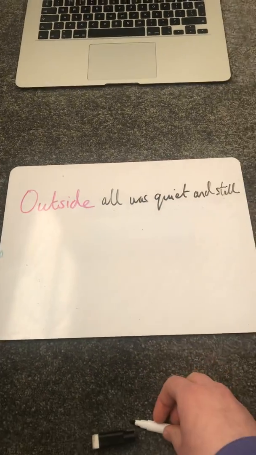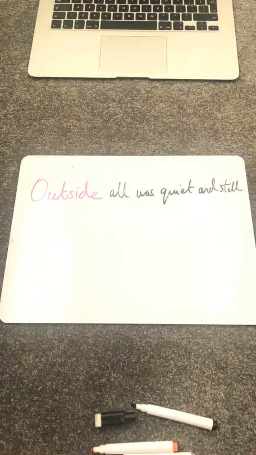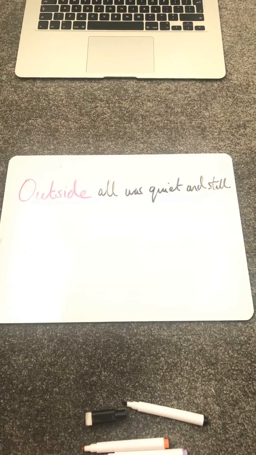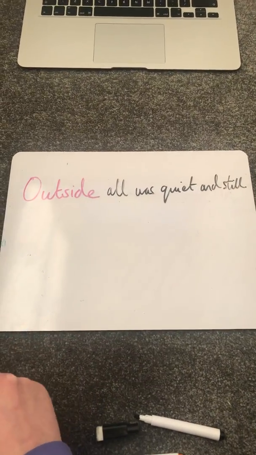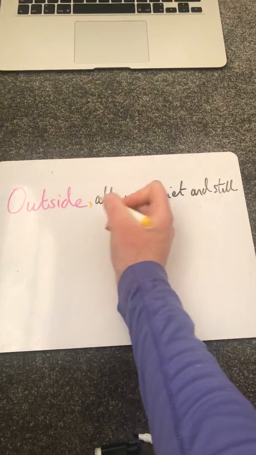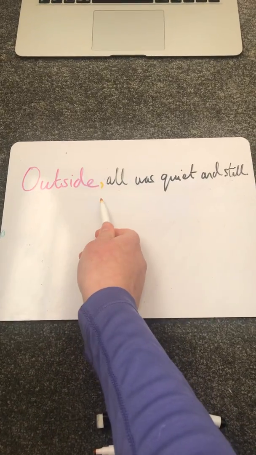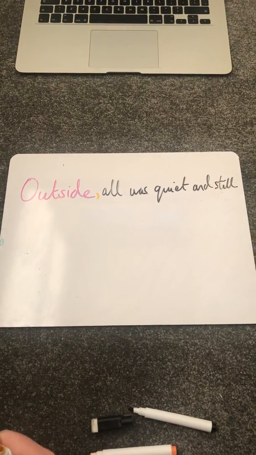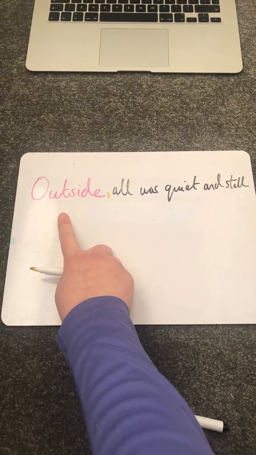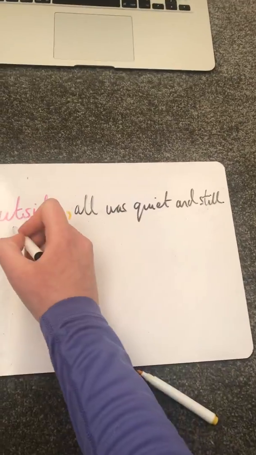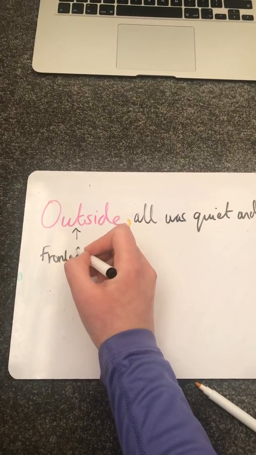Full stop. When I read it back, there is somewhere that I naturally take a pause. Outside, all was quiet and still. So because I paused here after the word outside, I need a comma to show that the reader does need to pause when they read that sentence. Outside, all was quiet and still. Because this adverb is at the front of my sentence, it's called a fronted adverbial. And any fronted adverbial needs a comma straight after it.